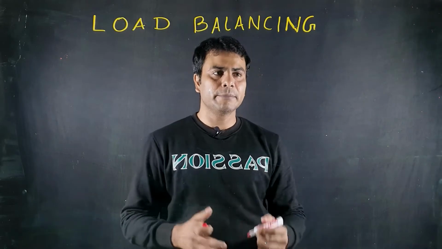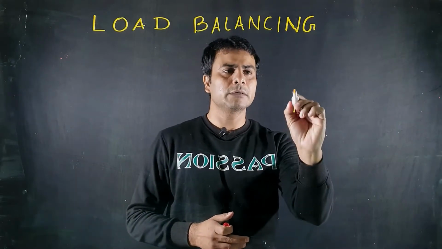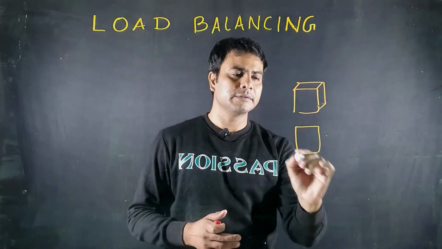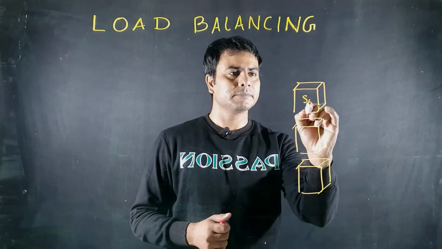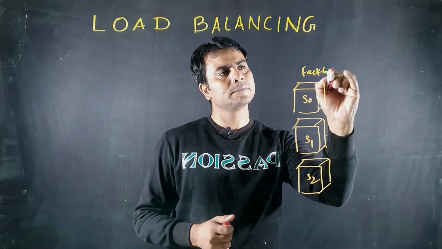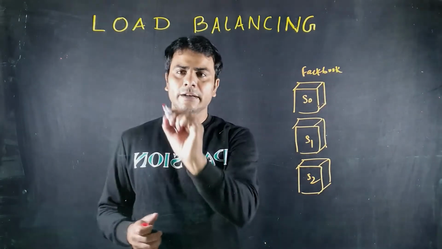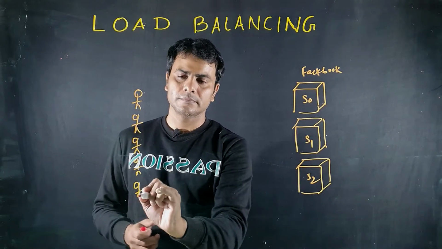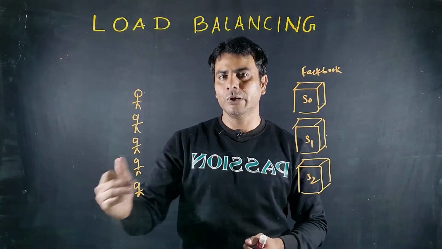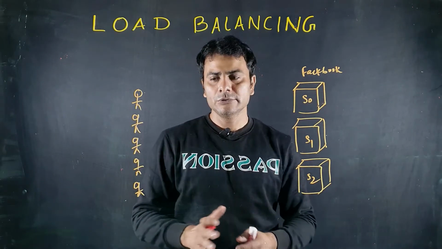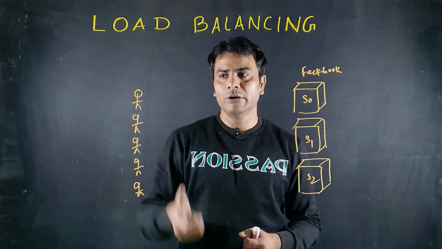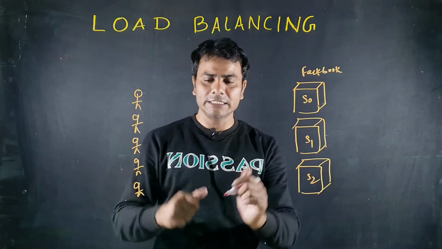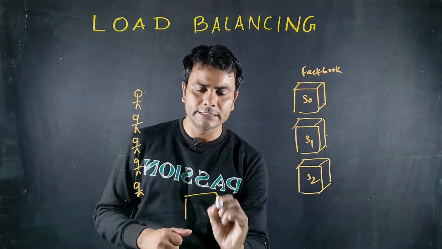Let us take the example of a Facebook server. Facebook deploys multiple servers in order to handle client requests. There are a number of users who want to connect to these servers, so there should be some mechanism to distribute the load on these servers. One way we can achieve this is using the DNS load balancing mechanism.